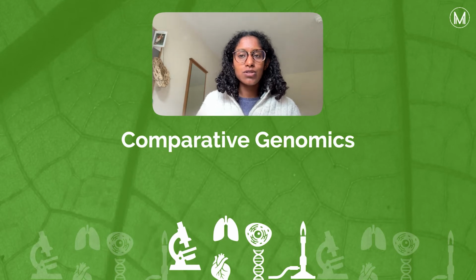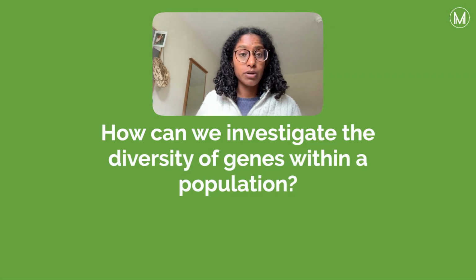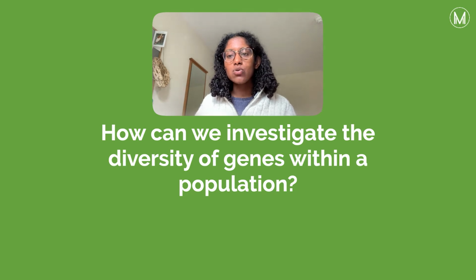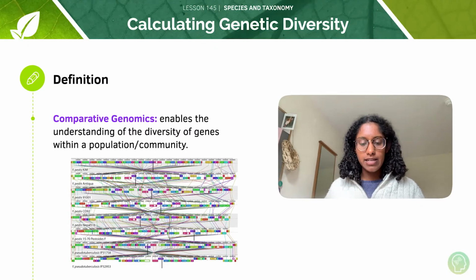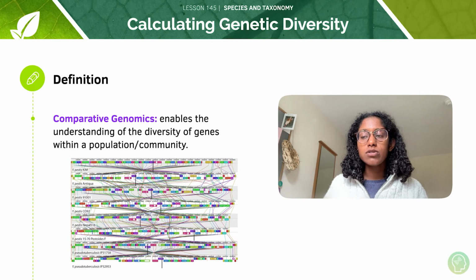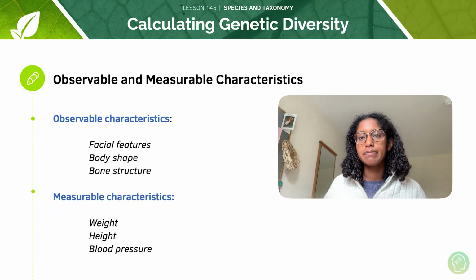So we've already talked about comparative genomics previously in tutorials on comparing different populations and looking at phylogenetics. So let's talk in a little bit more detail about this. Comparative genomics enables the understanding of the diversity of genes within a population or community. It also shows how these genes change over time in order to understand evolution and evolutionary relationships.